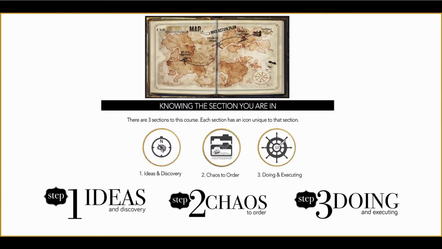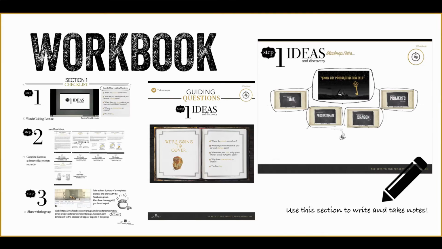Now you'll see 3 icons. That way you always know what section you're in. You know there's 3 sections to the course: 1, ideas and discovery, 2, chaos to order, and 3, doing and executing. And these icons go with each of the sections. So it's just another indicator for you to know where you are in your workbook.